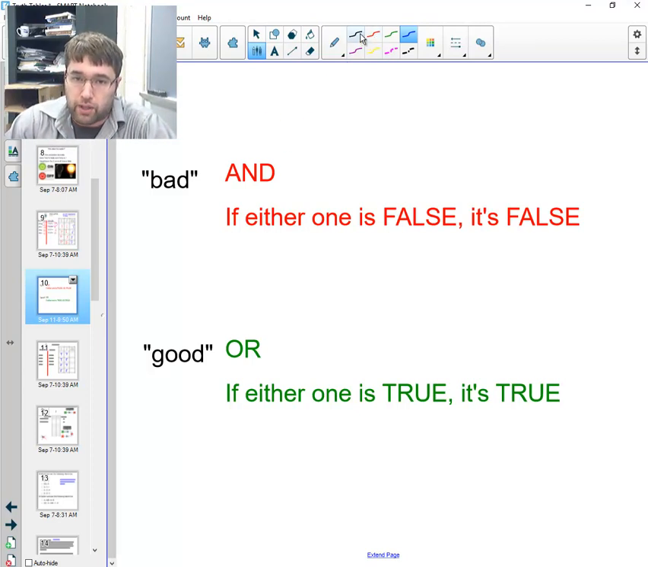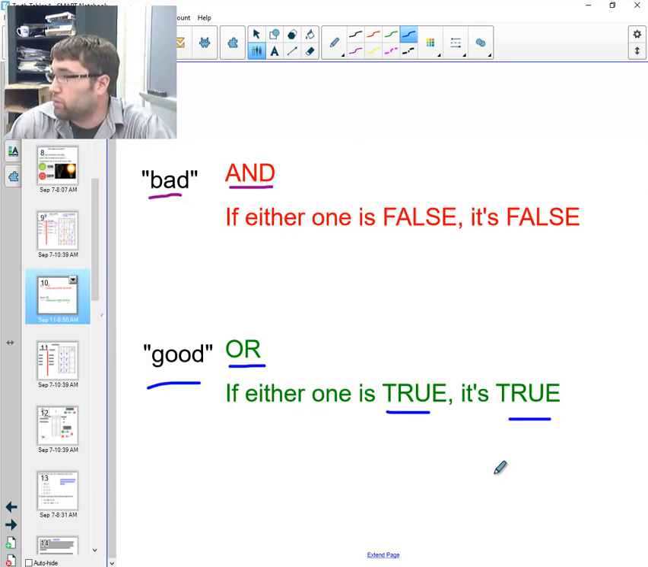Easy way to remember this: AND is bad, that's why it's red. If either one is false, it's false. OR is good, that's why it's green. Green is good, red is bad. If either one is true, it's true. So you might want to write that down.